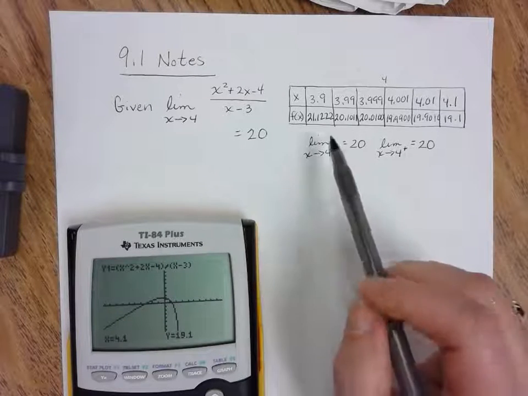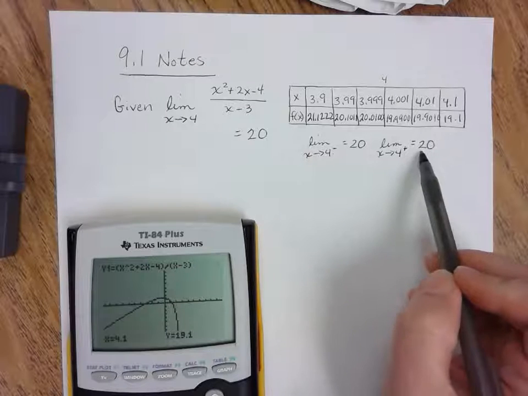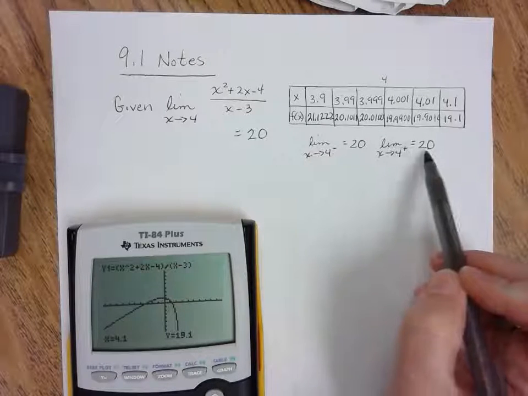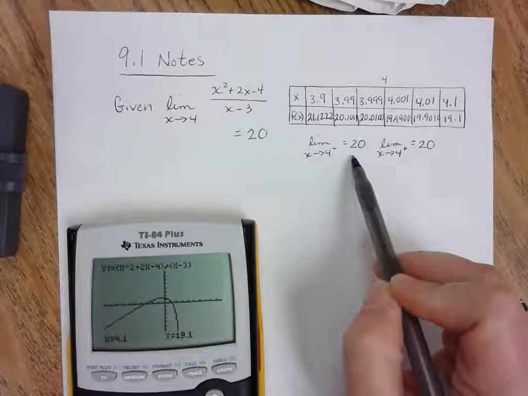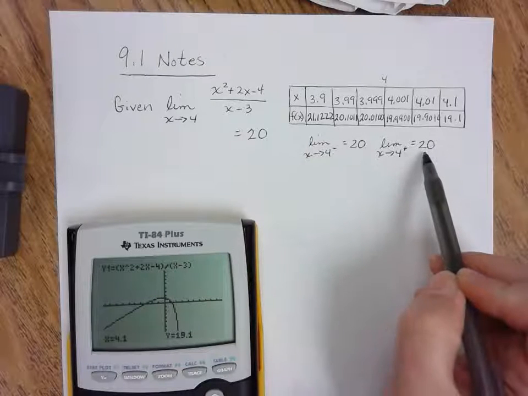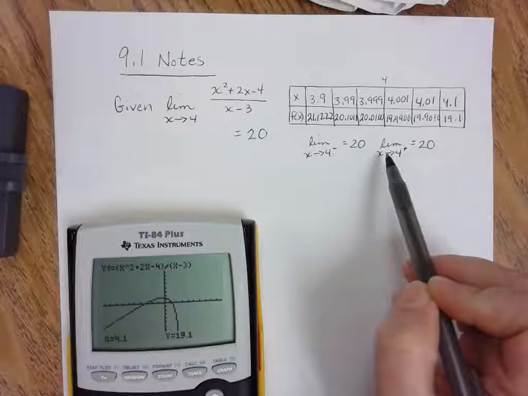I didn't do a problem like this, but had they been different, if those were 2 different values that they were approaching, then we'd refer back to the mean girls and know that the limit does not exist.